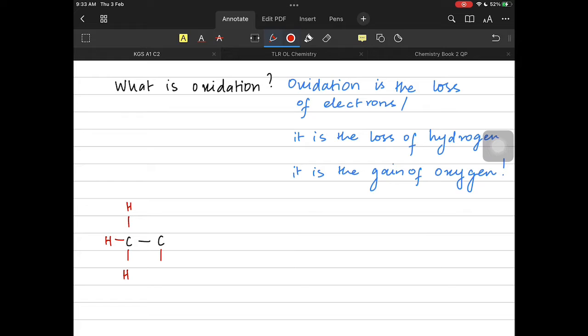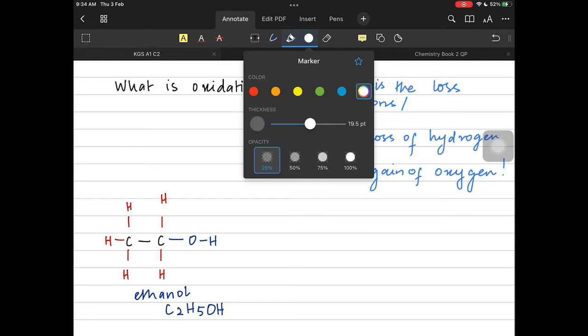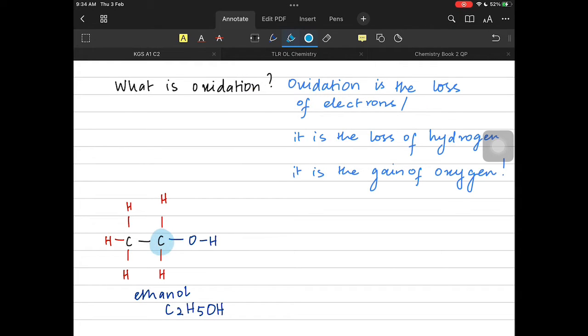So when we talk about alcohol oxidation, we're going to try a compound first. Let's say I have a molecule which has two carbons over here, and there is an OH functional group, which is the hydroxy functional group. We know that this is ethanol because it has two carbon atoms, C2H5 and then the OH over here. Now if we want to oxidize these alcohols, we have to focus on the carbon which has the OH. We have to be very focused on this particular carbon that has the hydroxy functional group.